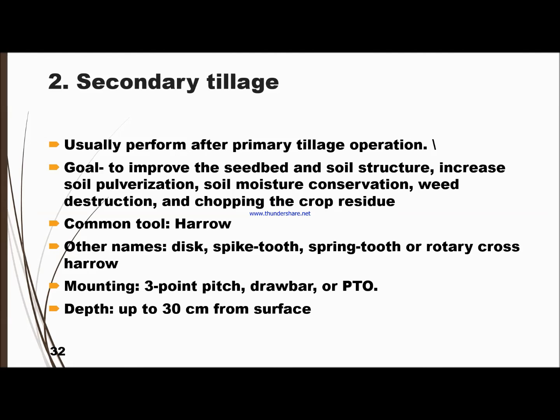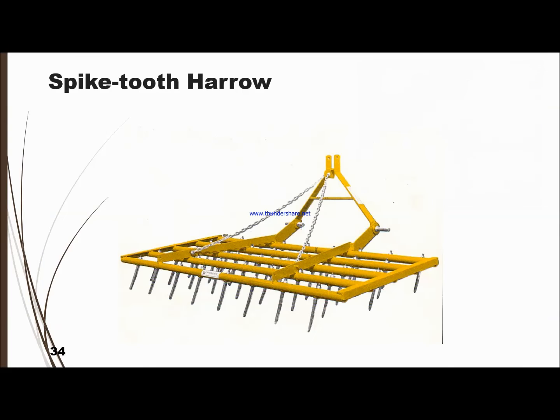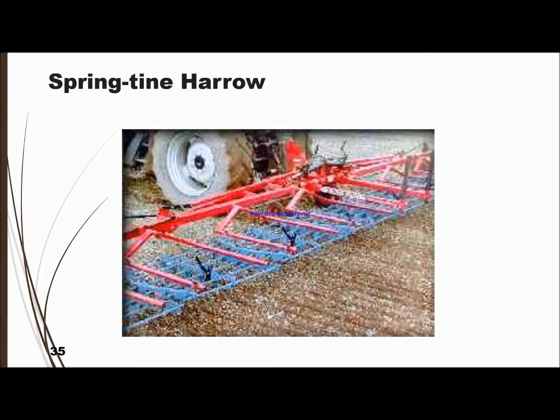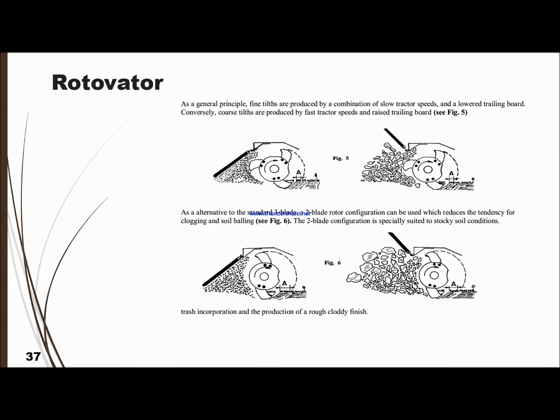Or you could also add the name rotavator, rotary tiller, or rotavator. The mounting is 3-point linkage, 3-point hitch, drawbar or PTO, and the depth is up to 30 cm from the surface. Okay, this is an example of a rotary hoe for the second tillage operation: spike tooth harrow, spring tine harrow, roller harrow, rotavator.